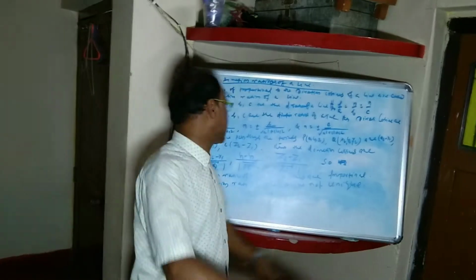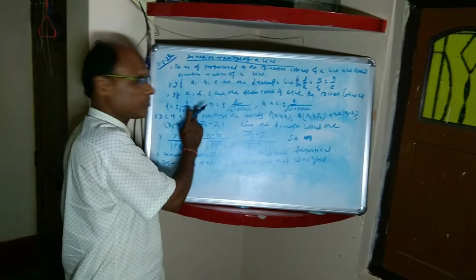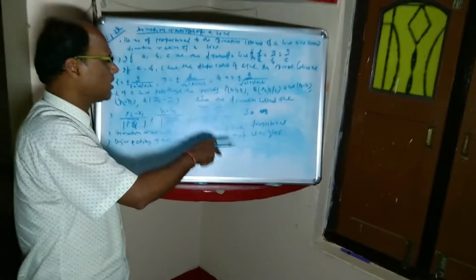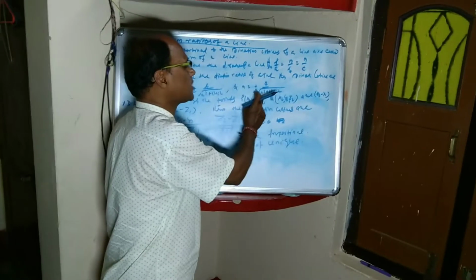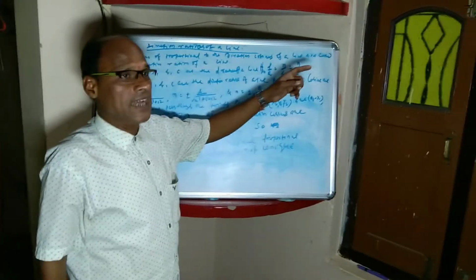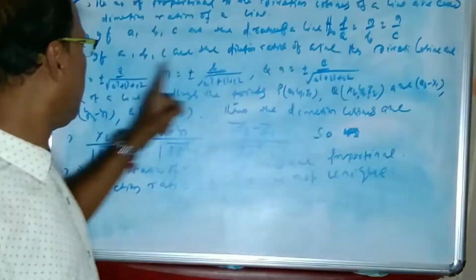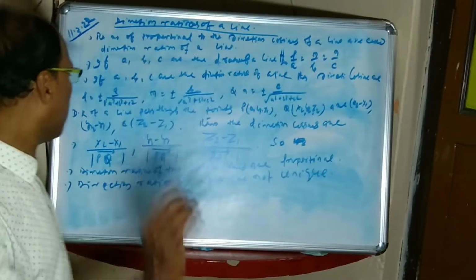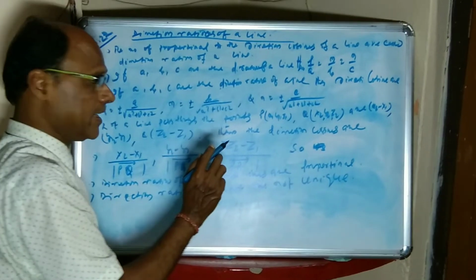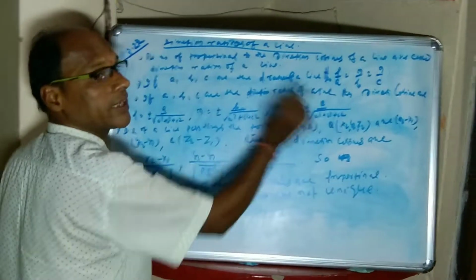If A, B and C are the direction ratios of the line, then the direction cosines are L equals plus or minus A by square root of A square plus B square plus C square, M equals plus or minus B by square root of A square plus B square plus C square, and N equals plus or minus C by square root of A square plus B square plus C square.